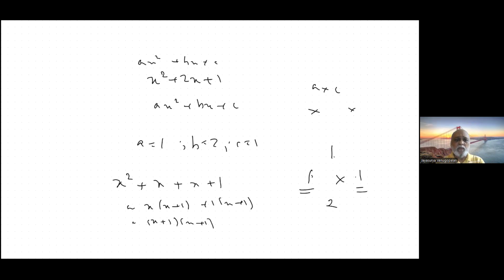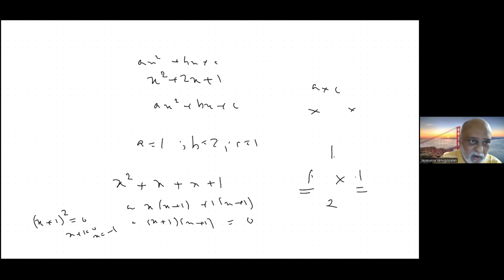Now x plus 1 into x plus 1 equal to 0 also means x plus 1 squared is equal to 0, right? So when will x plus 1 squared be 0? For what value of x? When x plus 1 is equal to 0, or x is equal to minus 1. So we can say that there are two roots which are equal, with the same value of minus 1.